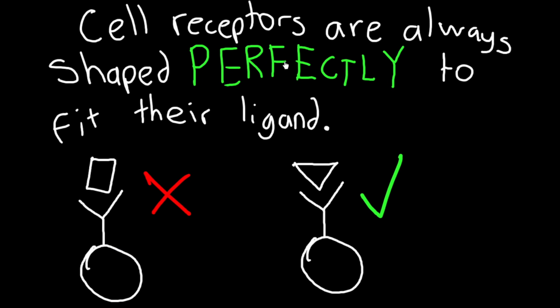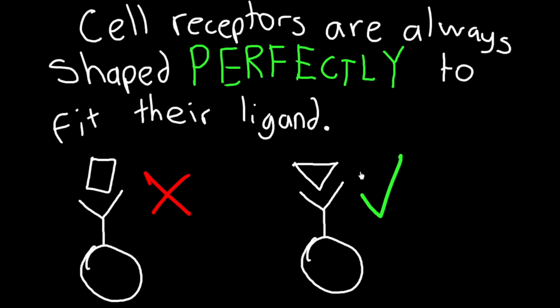And cell receptors are always shaped perfectly to fit their ligand. And remember, the ligand is the signaling molecule. So in this example here, we have a little bit of a triangular shaped receptor, as you can see here, and there's a square ligand, and obviously a square ligand is not going to fit into a triangle like that, right? So this ligand is not going to bind to this receptor, and therefore this pathway will not be initiated in this case. But in this case, the ligand is a triangle, which means it'll fit right into the receptor, which will lead to the signal transduction pathway occurring.